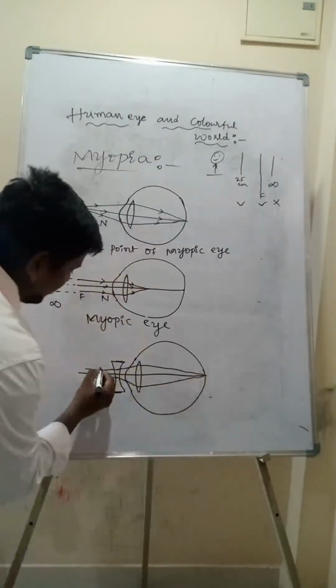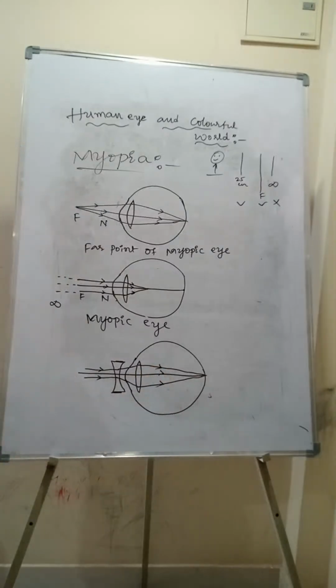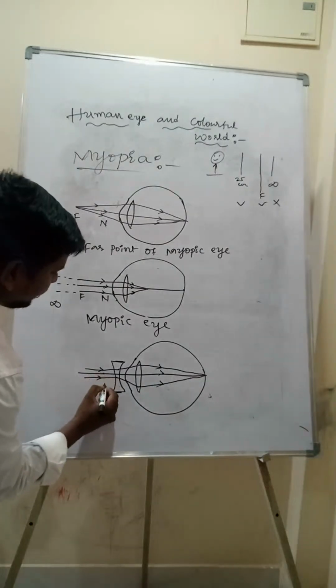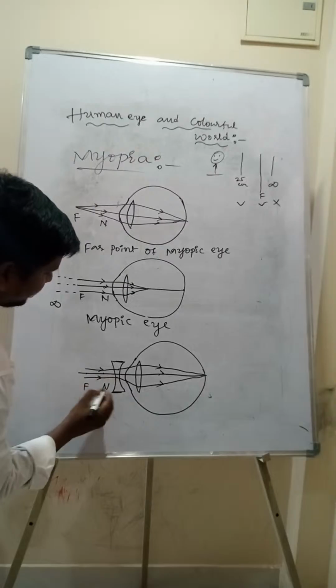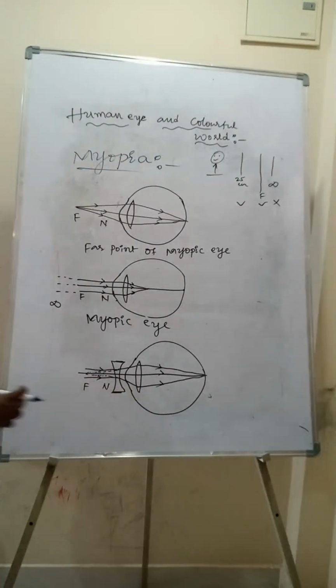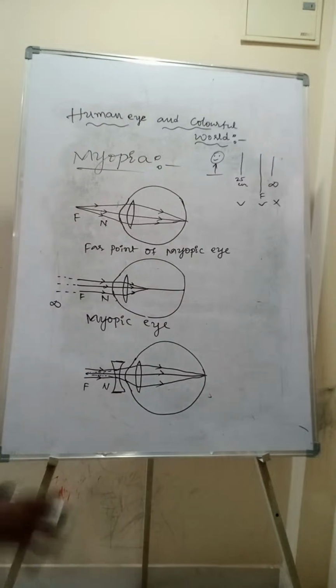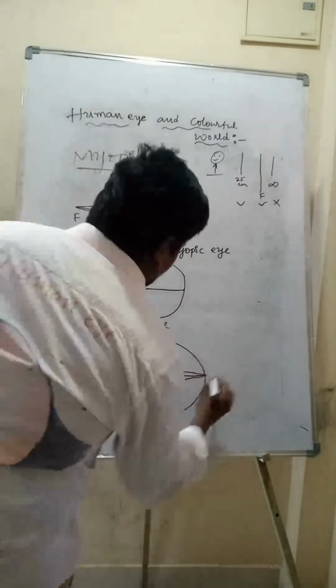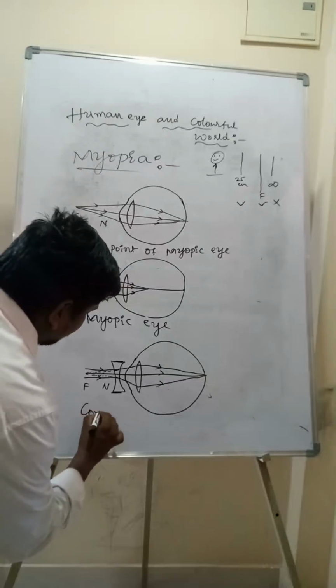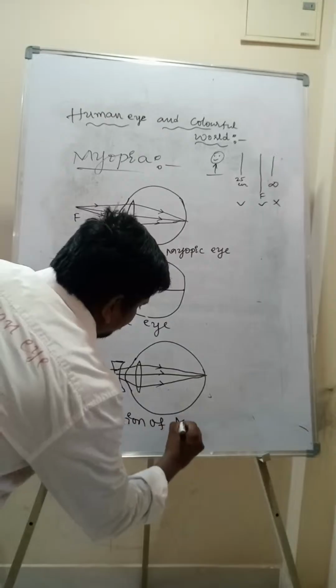Here I am considering the near point, and this is the far point F. We are extending these light rays, and they will meet at the far point. So this is the correction of the myopic eye.